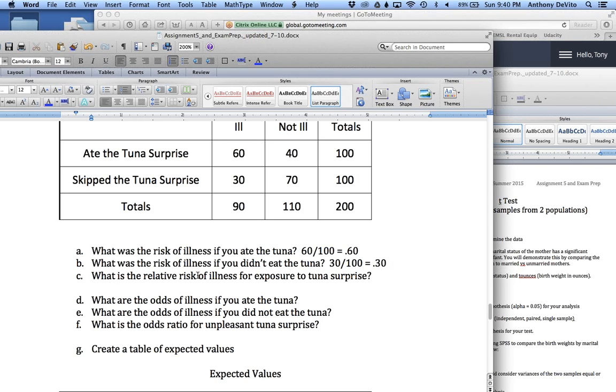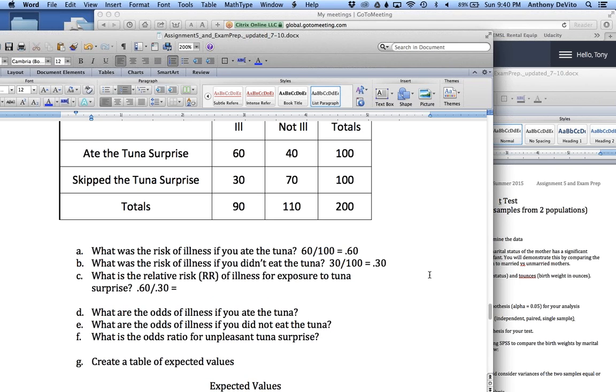Okay, so now, what's the relative risk? Another way of saying relative risk is the risk ratio. Anytime you say a ratio, it means you're dividing one thing by another. So the risk ratio would be the rate at which people got sick if they ate the tuna surprise versus the rate at which they got sick if they didn't, and that's equal to 2. That's another way of saying that you're twice as likely to get sick. Very good, guys.